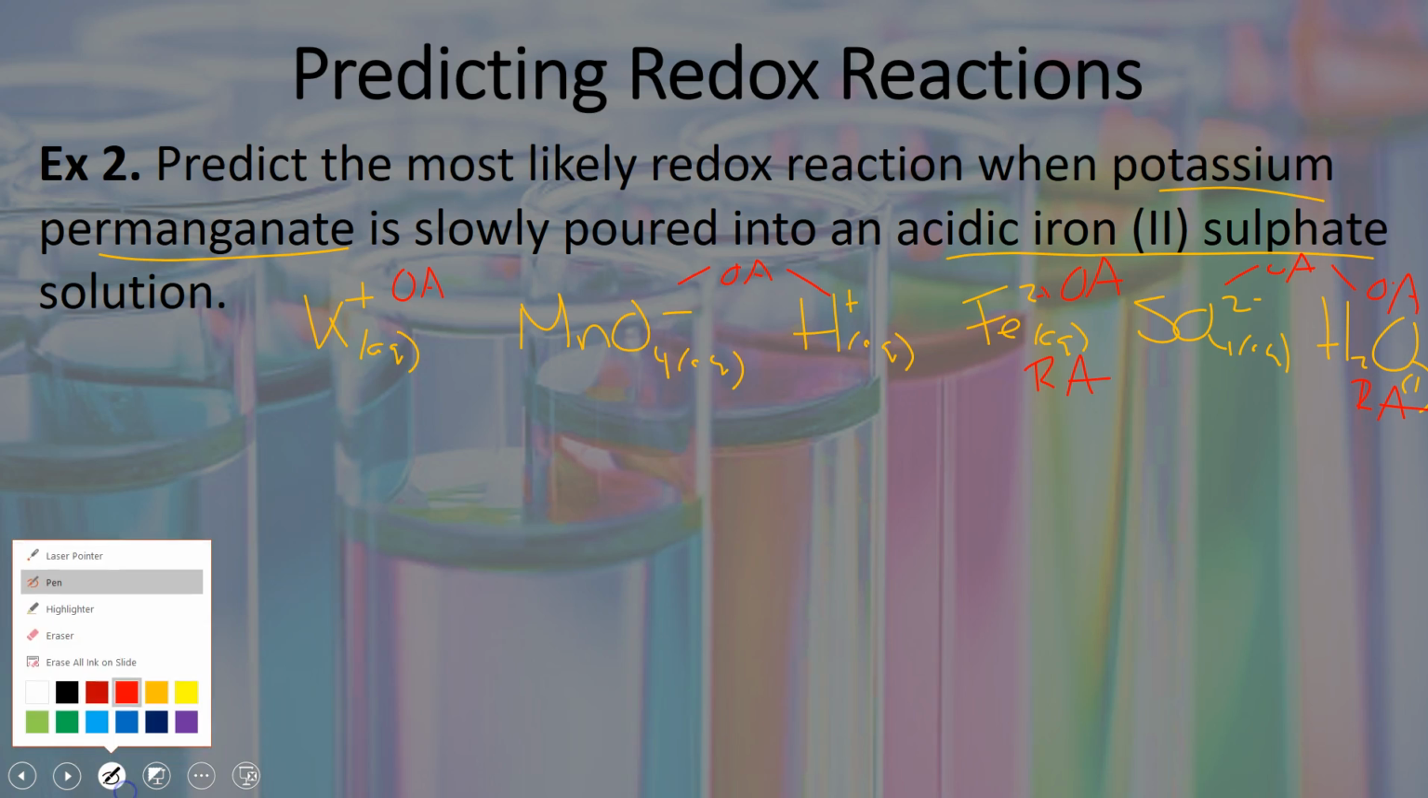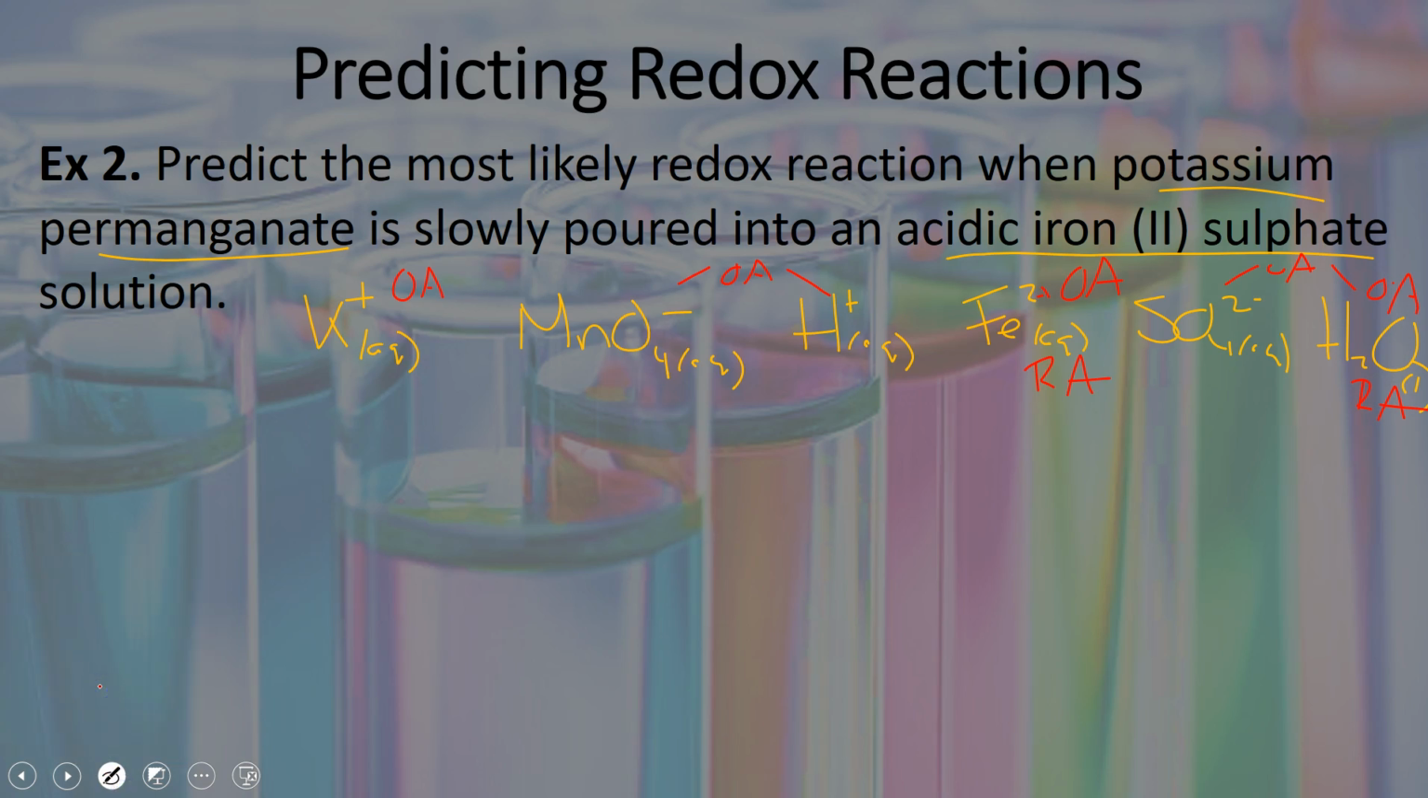So once I figure out what's my OAs, what's my RAs, I'd appreciate if you weren't talking while I'm trying to think. Yeah, Amy. Why is hydrogen what? H is for water. H2O, water.